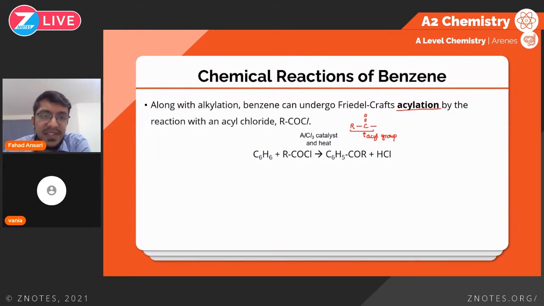Now what we have is an acyl chloride. So this acyl group is bonded to a chlorine atom over here. That's an acyl chloride. And what it does over here is that one of the hydrogens in benzene is going to be replaced by this RC double bond O group. So that's going to be acylation. So once again, this is going to require AlCl3 catalyst and heat, same as in alkylation.